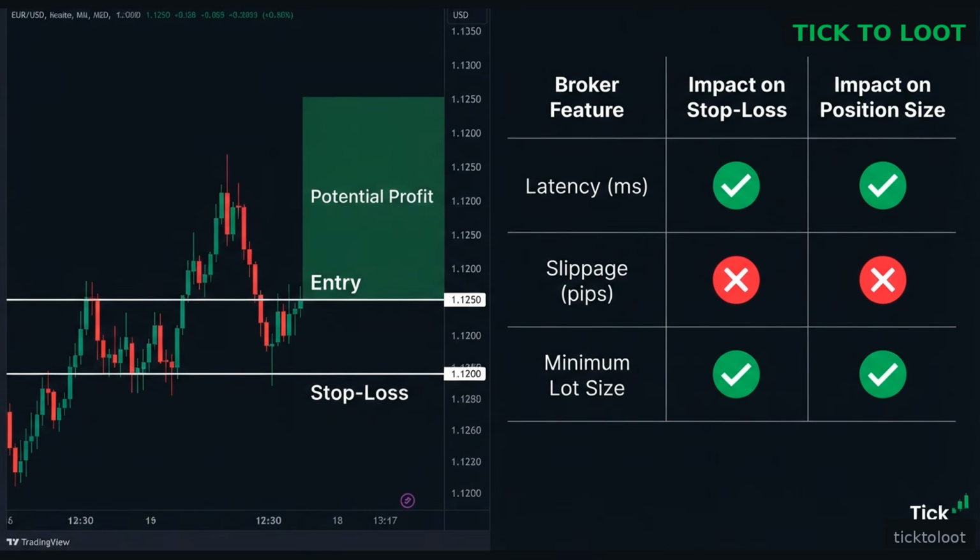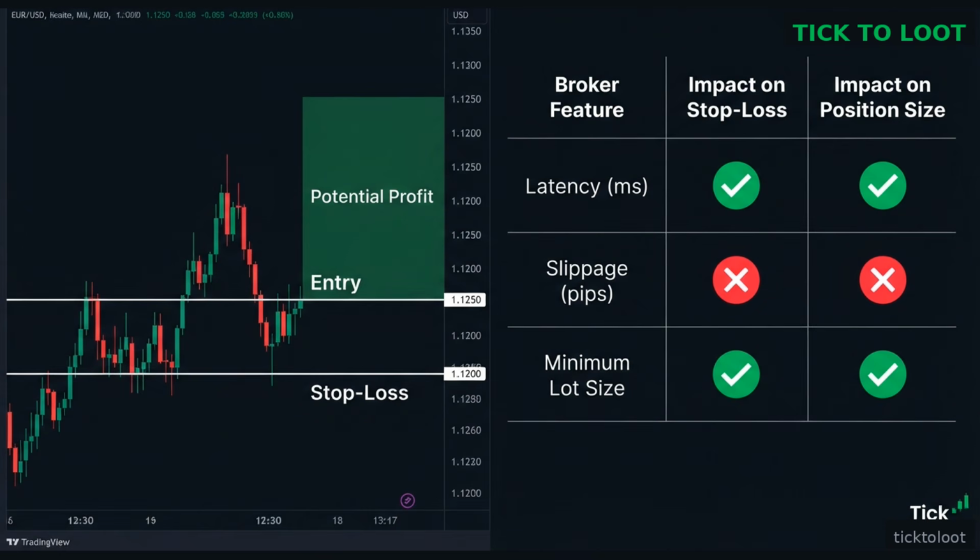Say the broker only allows you to trade in increments of 0.01 lots. If the precise lot size you need to risk $100 is 0.008 lots, you're forced to round up to 0.01, which would risk $125 instead of $100. Conversely, if the minimum is larger, you might not be able to trade the strategy at all. All these broker features directly affect how you set your stop-loss level and how many lots you can safely trade.